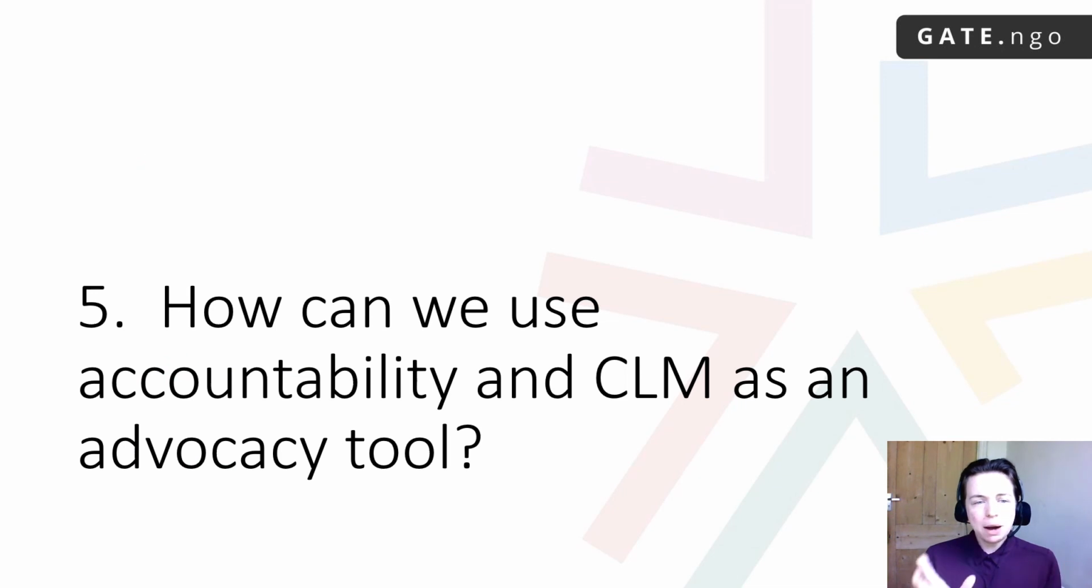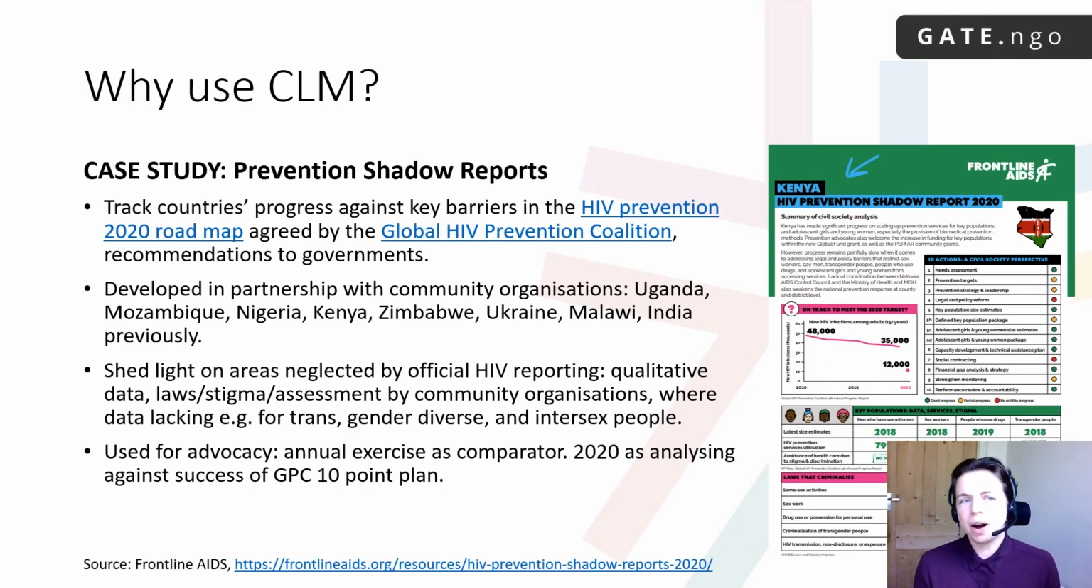Now on to the final section of this video. How can we use accountability and community-led monitoring as an advocacy tool? Well, let's start with why use community-led monitoring in the first place. It can be a powerful tool when it's focused on change as its goal, and data-driven advocacy can be very effective. Taking the case study of the prevention shadow reports created by Frontline AIDS, these were used in advocacy towards the Global Prevention Coalition and have shown how effective this can be.